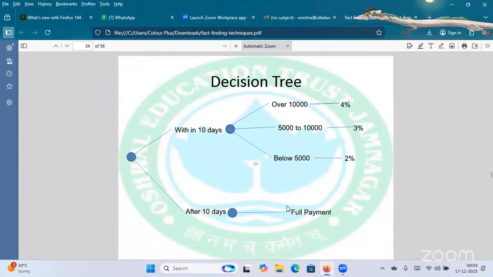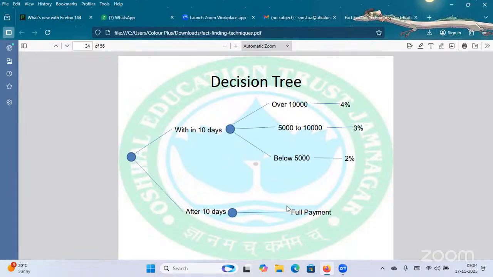So this is the root. Within 10 days and after 10 days. After 10 days, it is full payment, no discount is given. Within 10 days from the sale, there are three conditions. Over 10,000, the purchaser will get 4% discount. And between 5,000 to 10,000, the purchaser will get 3% discount. And below 5,000, the purchaser will get 2% discount.